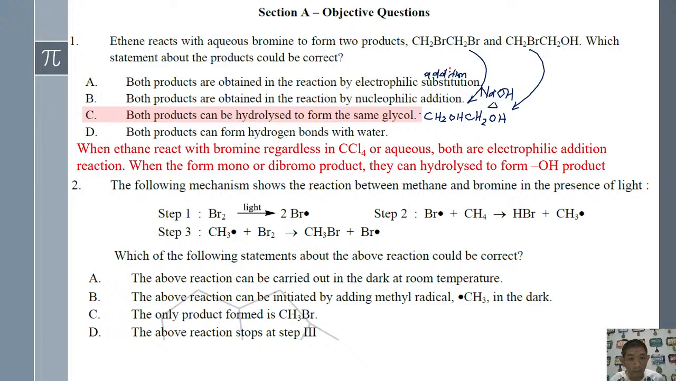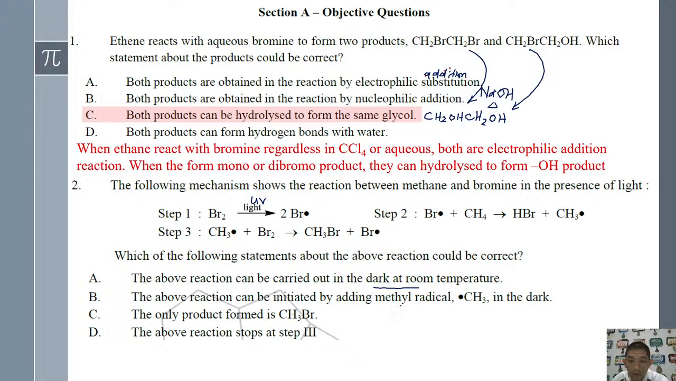Okay, number 2. The following mechanism shows the reaction between methane and bromine in the presence of light. Here are step 1, step 2, and step 3. Which of the following statements about the reaction could be correct? Number 1, the above reaction is carried out in a dark room. This cannot occur in a dark room because you need light. You actually need UV to initiate the reaction.